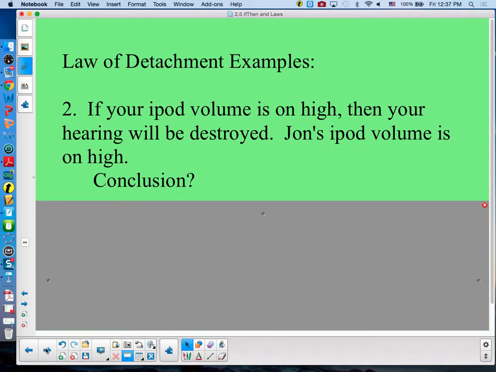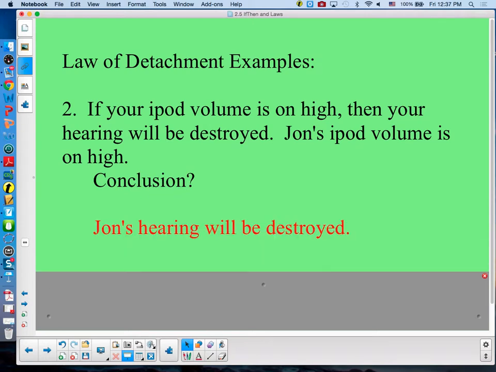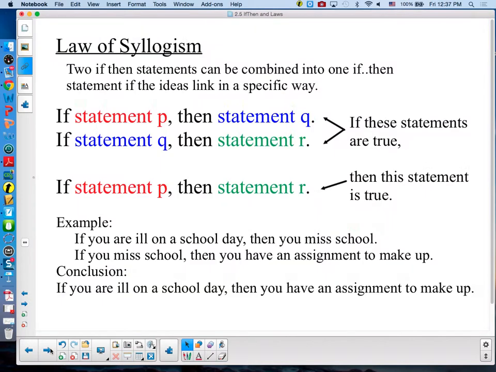His hearing will be destroyed. Sounds like it's broken. Keep your volume down.